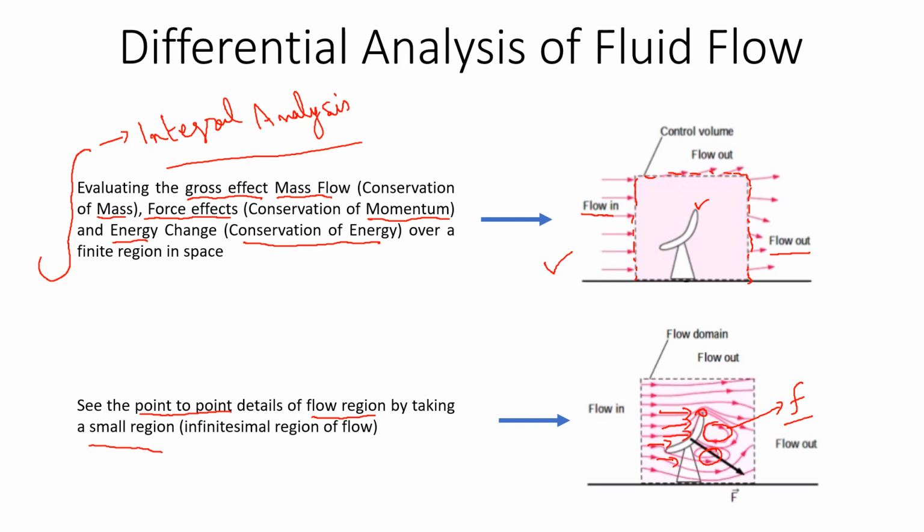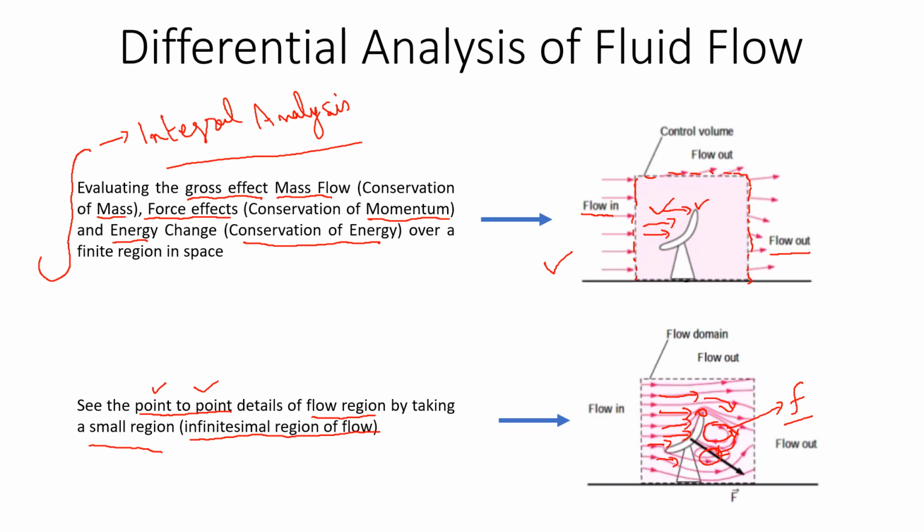So these are the questions that we are going to answer in this chapter. And now you can see the difference between these types of flow analysis, that in the earlier analysis we were not concerned with what is happening to the flow when it strikes this object, but now we are more concerned about the flow that is flowing past this object. So for these types of analysis we have our differential analysis, and that's what we are going to do in this chapter by taking a small region and analyzing the flow there from one point to another.